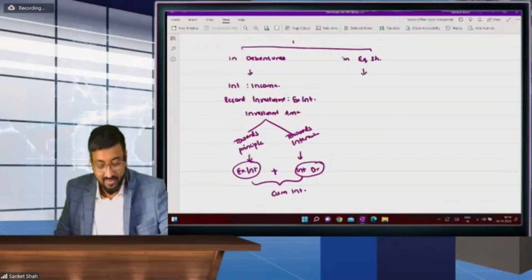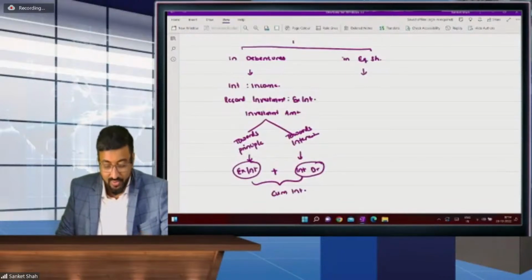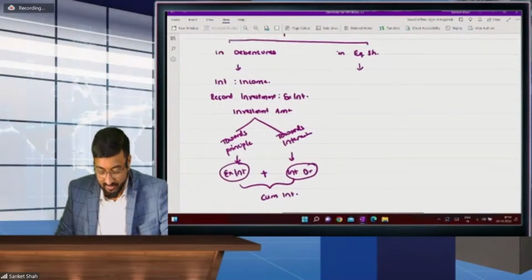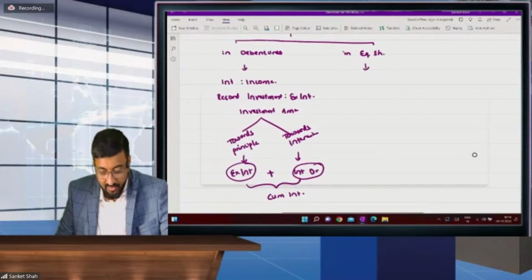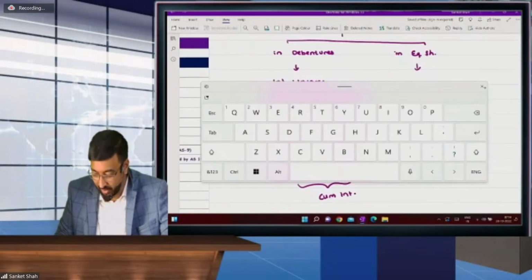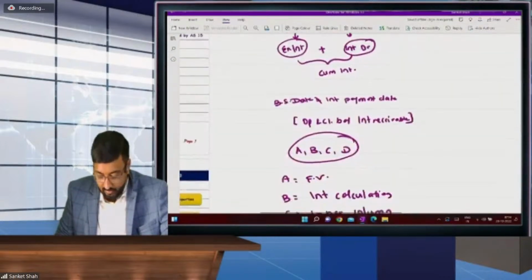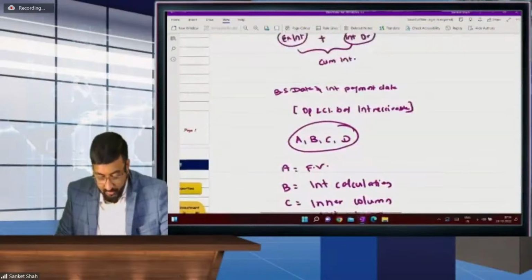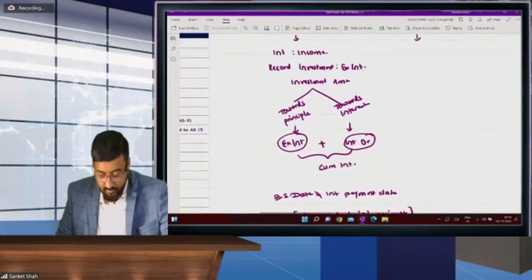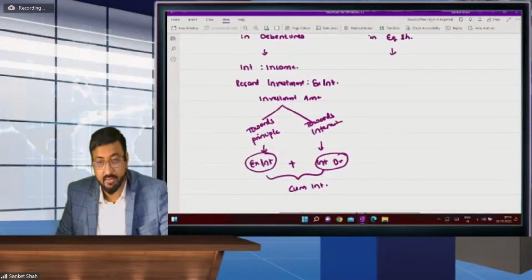Okay, let's go. So now, investment in equity shares. 60 is our basic target, all of you. C is the inner column, beta. If it is ex-interest, then you do not have to deduct interest. But beta, if it is cum-interest, then you have to deduct the interest account.